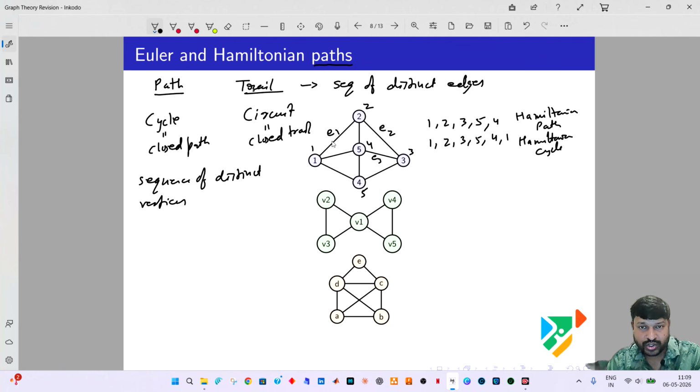Does it also have an Eulerian trail? Okay. So you have E1, E2, E3. After E3, where will you go? You can go from 5 to 2, E4. You can go from 5 to 1. You can go from 5 to 4. It is not going to help you.